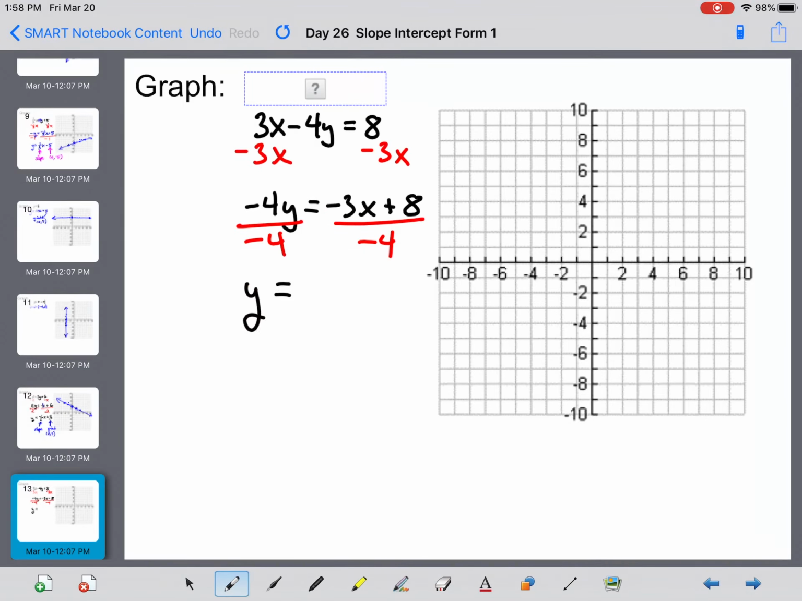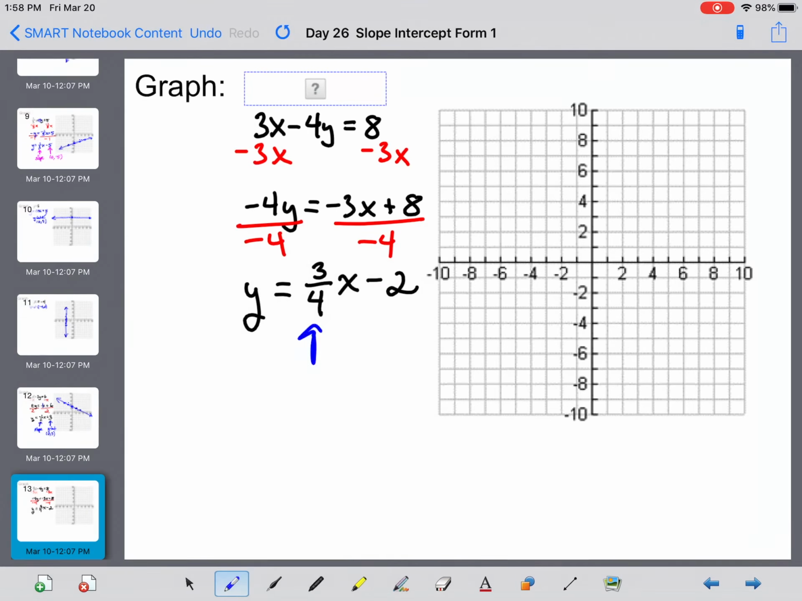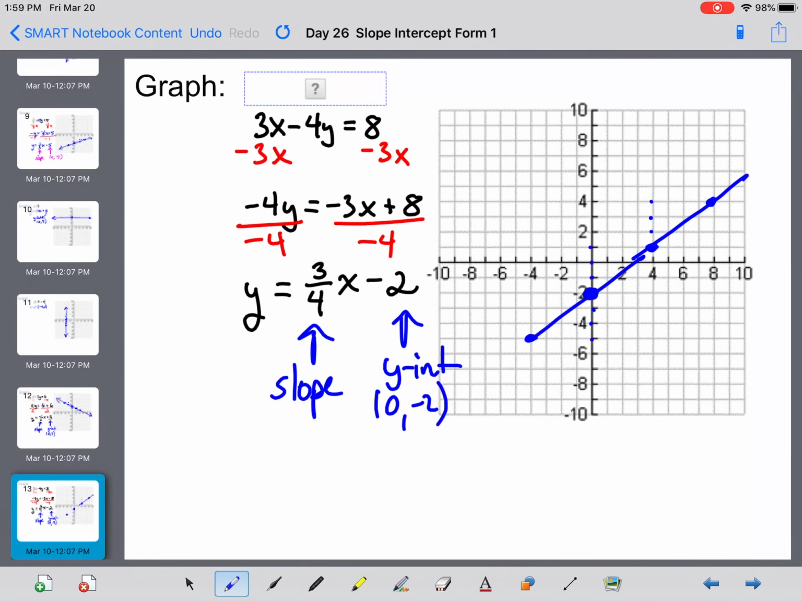That's going to leave me with y equals on the left. And -3 divided by -4 is +3/4 x. And 8 divided by -4 is going to give me a -2. So there's my slope, up 3 over 4, and my y-intercept is going to be at the point 0, -2. So find that on the y-axis, and then up 1, 2, 3 over 4. Or down 2, 3 and over 4. And then I'm going to play connect the dots, and there's my line.